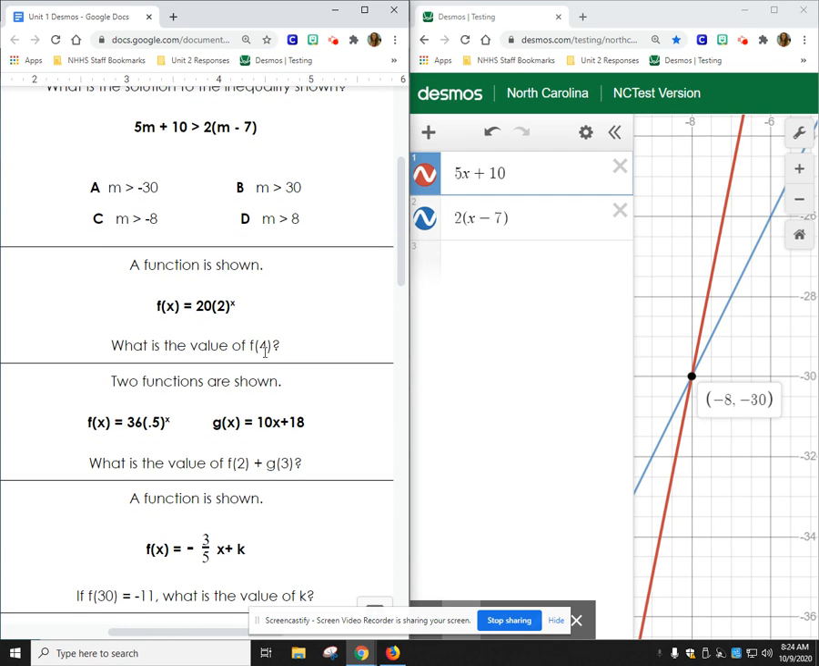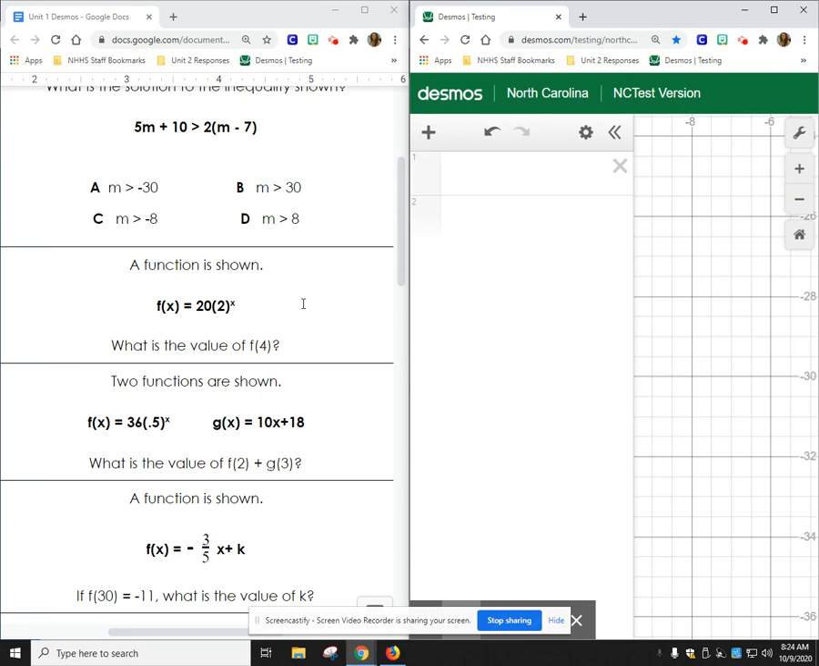All right. The next one is function notation. If we were going to evaluate this function for the value of f of 4, if we were doing this by hand, we would plug in a 4 right there for the exponent. But for this one, we're just going to type it in and let Desmos evaluate it for us. So we're not going to type in the entire f of x equals. We're only going to type in the 20 times 2, and we need to get an exponent.